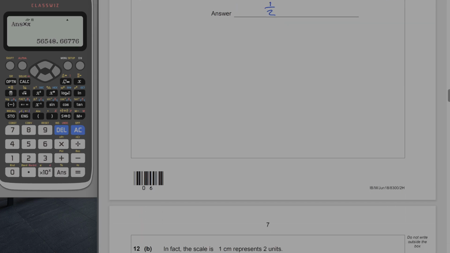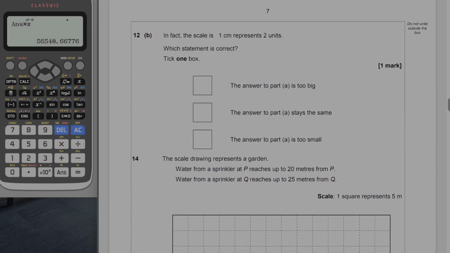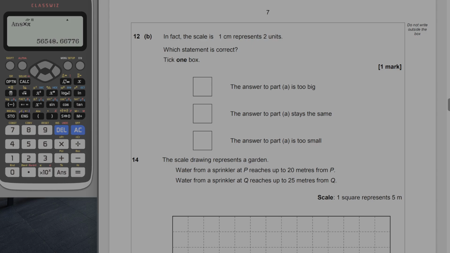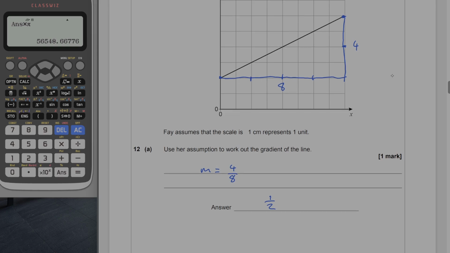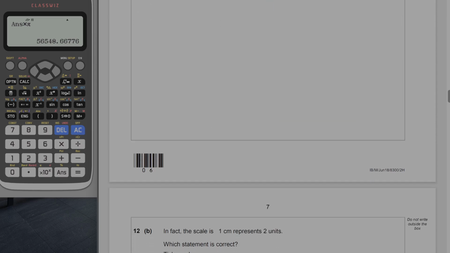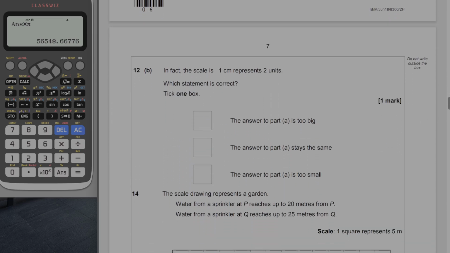Right, part B. In fact, the scale is 1 centimetre to 2 units. Which of these statements will be correct? So 1 centimetre to 2 units, it doesn't really affect because that would actually mean that that's 8 divided by 16, so it wouldn't change anything. So the answer to part A is too big. The answer to part A stays the same.